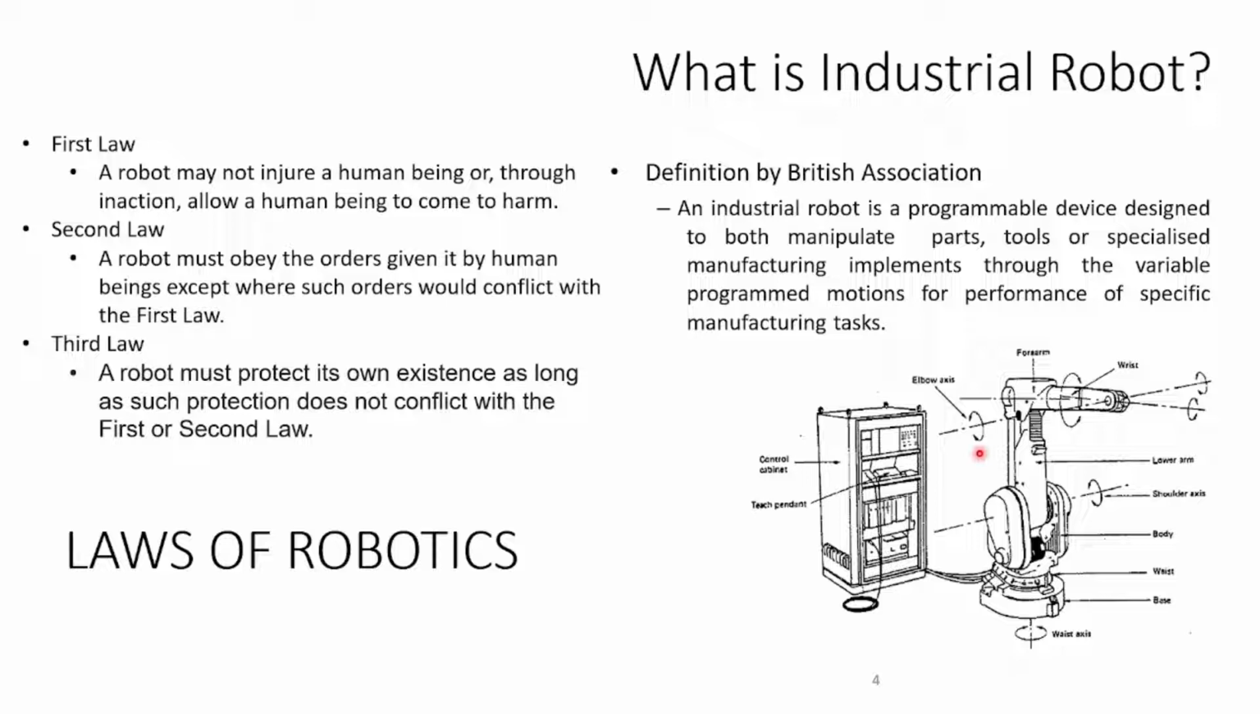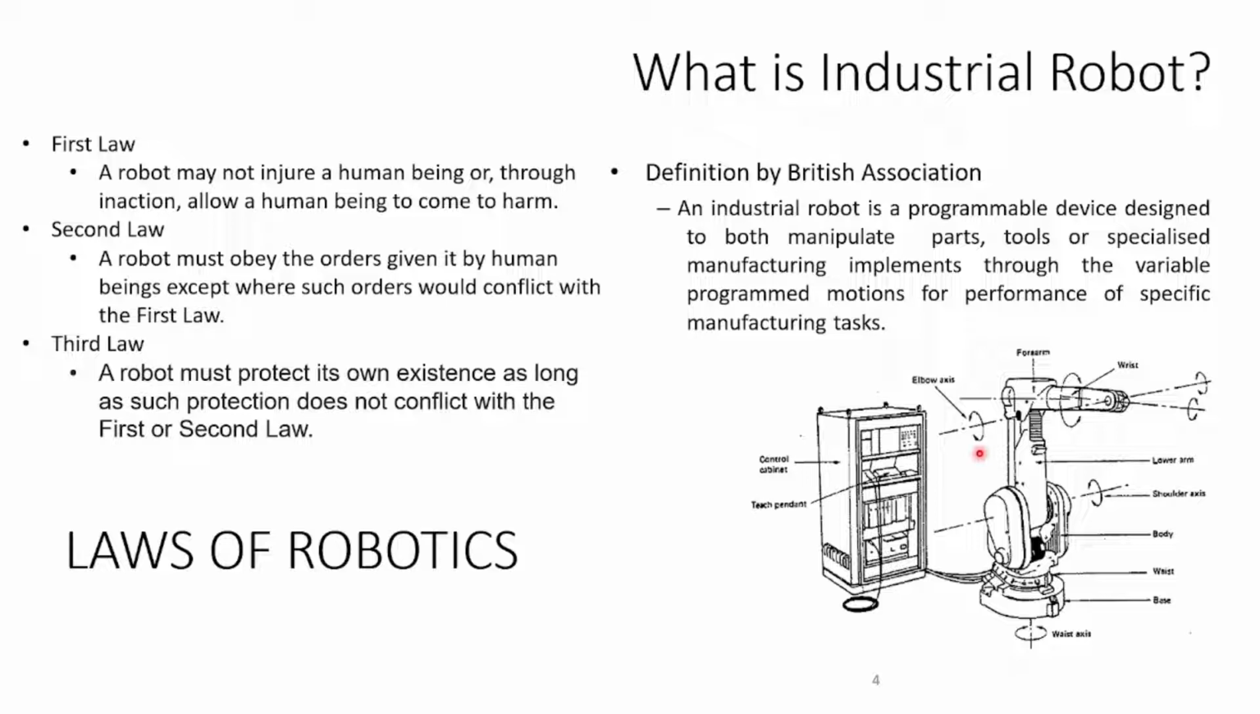If I take an example, suppose a robot is working in an automobile industry, and there is an instruction given as per the second law. The instruction given by the human needs to be followed. Say the instruction is that the robot needs to rotate with a radius of 25 centimeters.